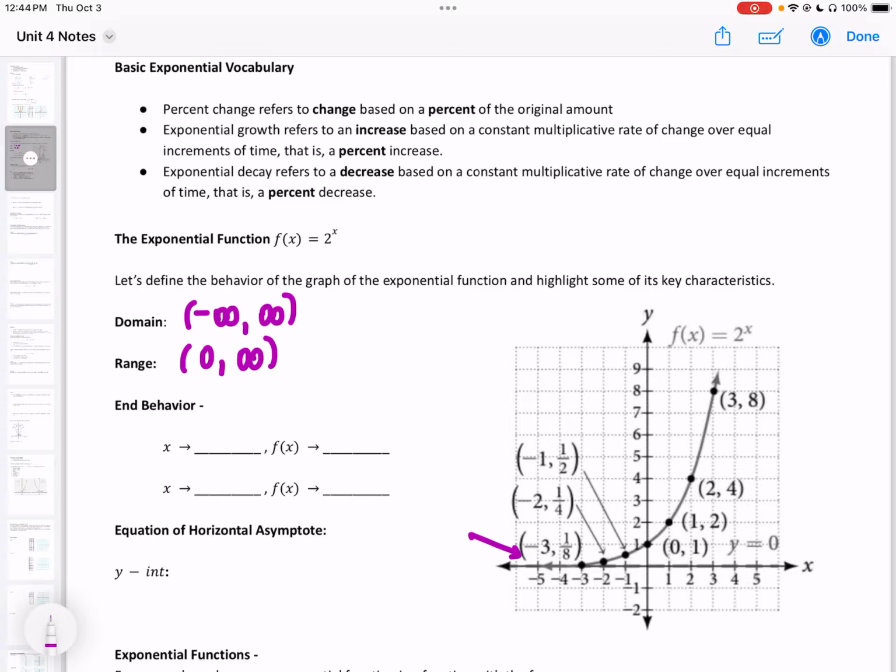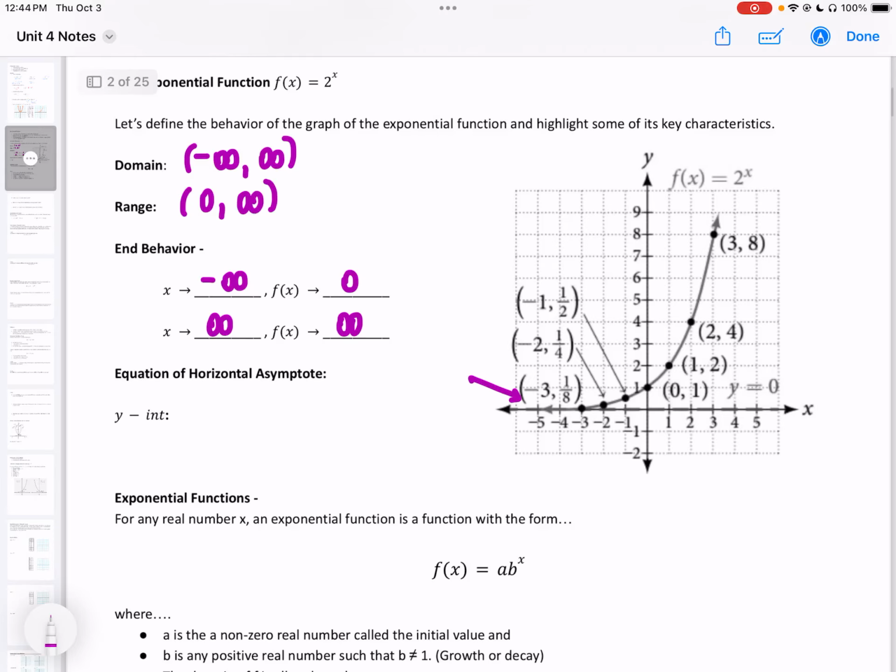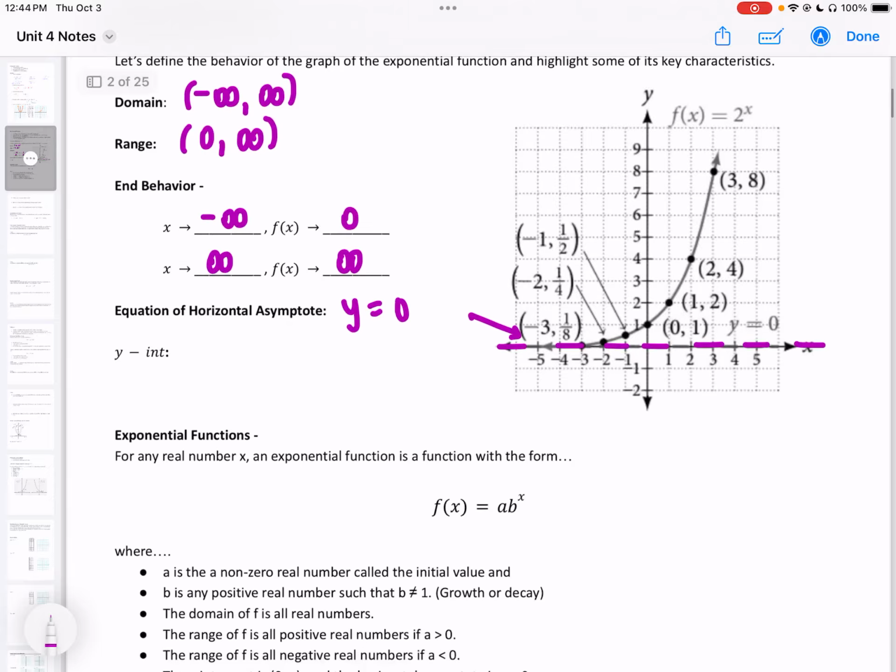So for your end behavior, as x approaches negative infinity, y approaches 0, and as x approaches positive infinity, so does y. The equation of the horizontal asymptote is going to be y equals 0. So keep in mind this is the dashed line that we're not touching for the original function. And your y-intercept is going to be (0, 1). And that's always the case unless you have transformed the function. So I'm going to say for the parent function.